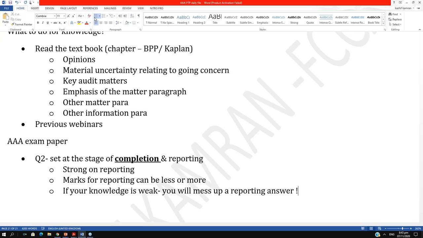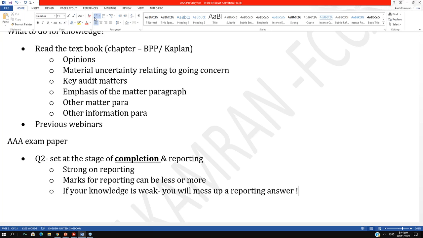Students give wrong opinions. When you have to give a key audit matter, you give a qualified opinion. When you have to give an adverse opinion, you give a qualified opinion. When you have to give an emphasis of matter paragraph, you give a disclaimer of opinion. When you have to give a disclaimer of opinion, you give a key audit matter paragraph. You make so much mess in a reporting question, because you're not fully aware of the rules, or you have not read the book carefully, right?